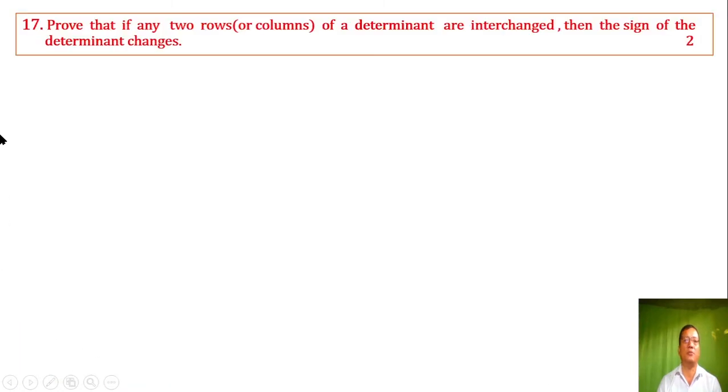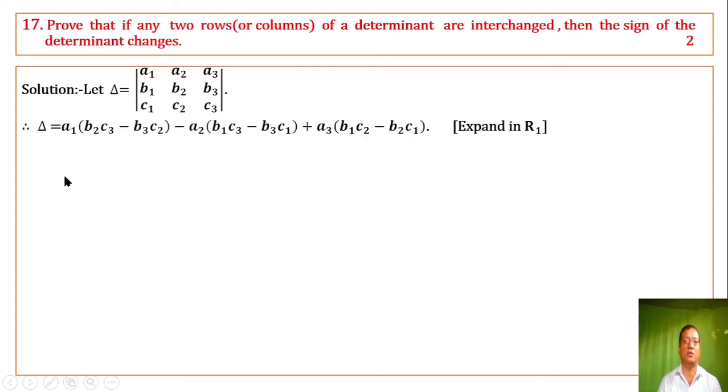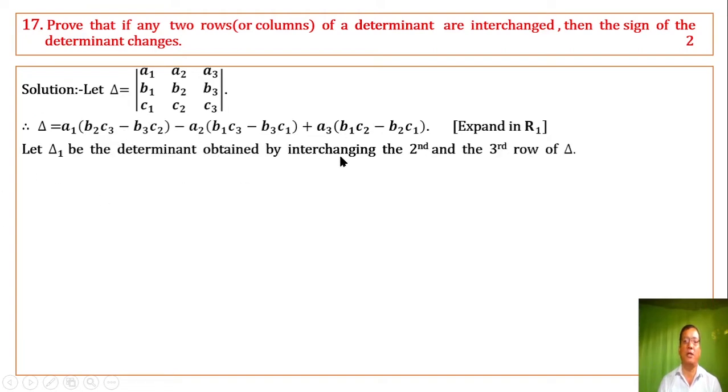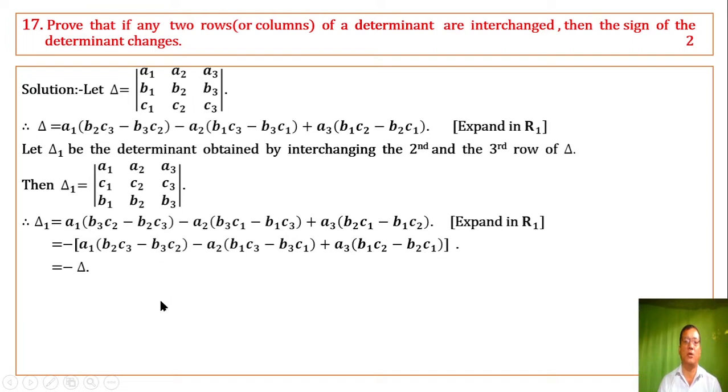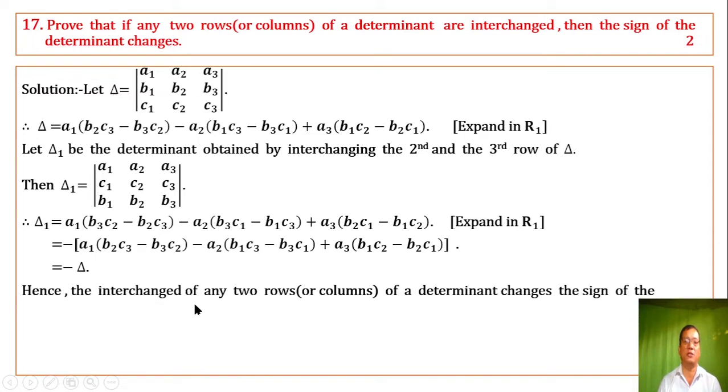Question number 17. Prove that if any two rows or columns of a determinant are interchanged, then the sign of the determinant changes, 2 marks. Let delta equal to this, whose value expanding in the first row we have this. Let delta 1 be the determinant obtained by interchanging the second and third row of delta. Then delta 1 becomes this, whose expansion in the first row becomes this. Taking out minus 1 from each term we have this. The expression within the third bracket equal to delta. Thus delta 1 equal to minus delta. This shows that the interchange of any two rows or columns of a determinant changes the sign of the determinant.